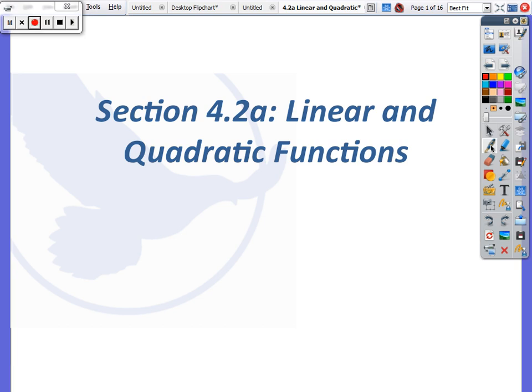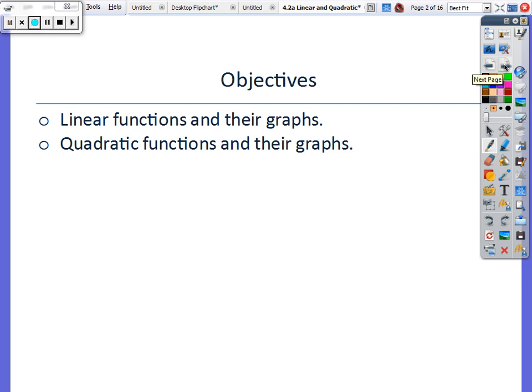Here in 4.2a, we're going to be taking a look at two different types of functions, linear and quadratic functions, in a little bit more detail. Taking a look at our objectives: linear functions and their graphs. This hopefully is a good review from what you've done in either intermediate or Algebra 2 or something like that. Quadratic functions and their graphs, again, we'll look at an introduction to those, and we'll continue working with these types of functions throughout Chapter 4, really the rest of college algebra.